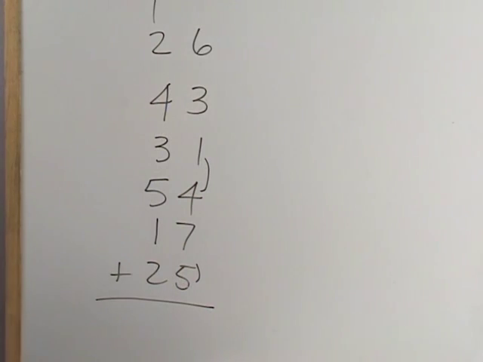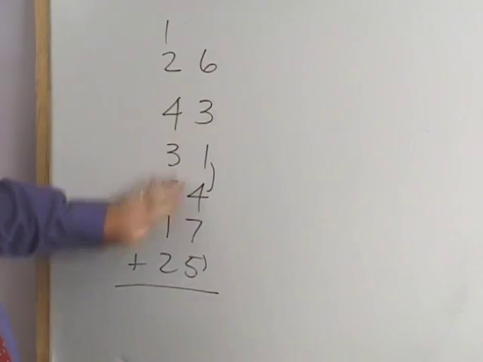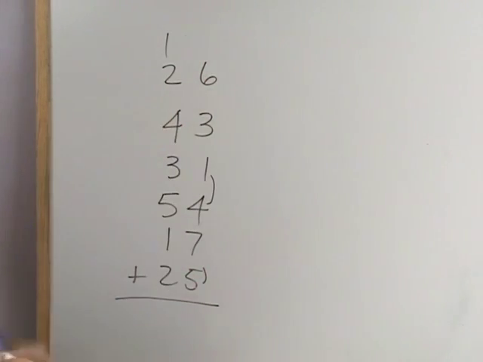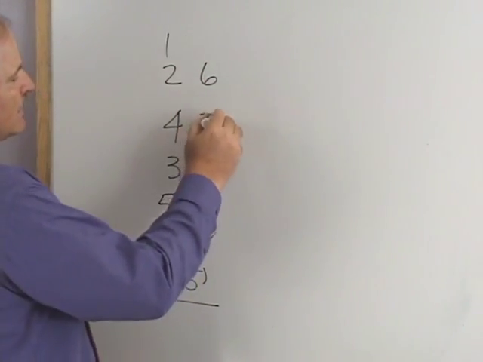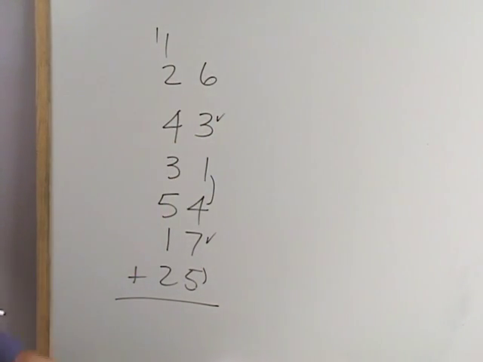Put it up there. 2, 5. Here's 2, 5. How about in here? We're still working in the units place. 7 and 3. 7 and a 3, and that makes another 10, right? We'll put that up there. What do we have left?